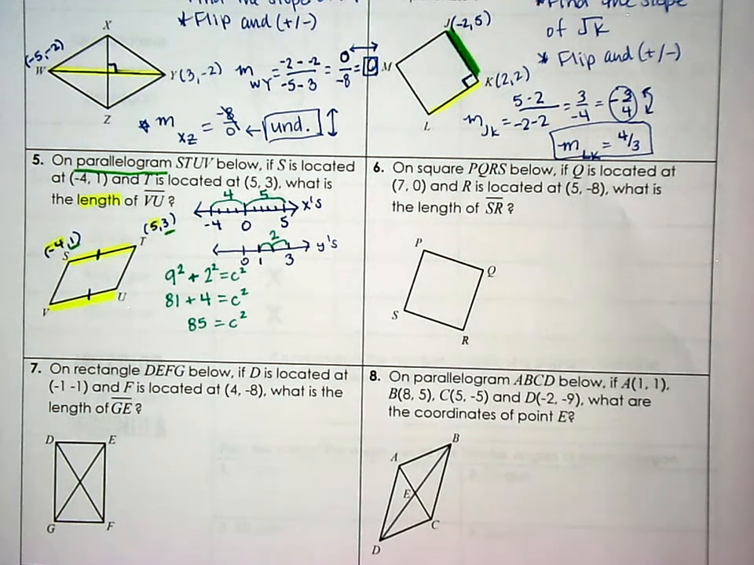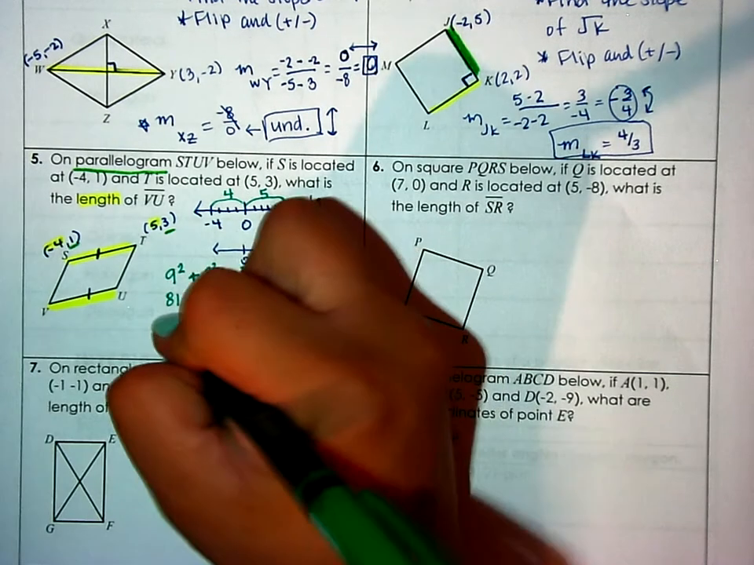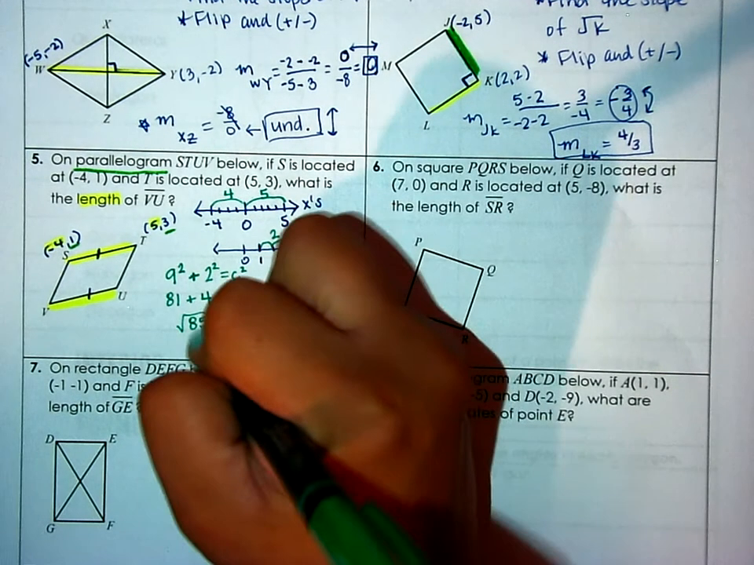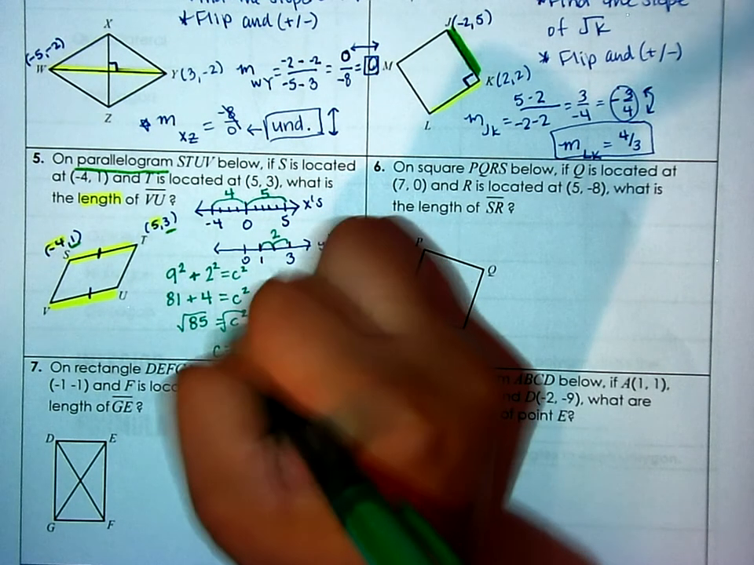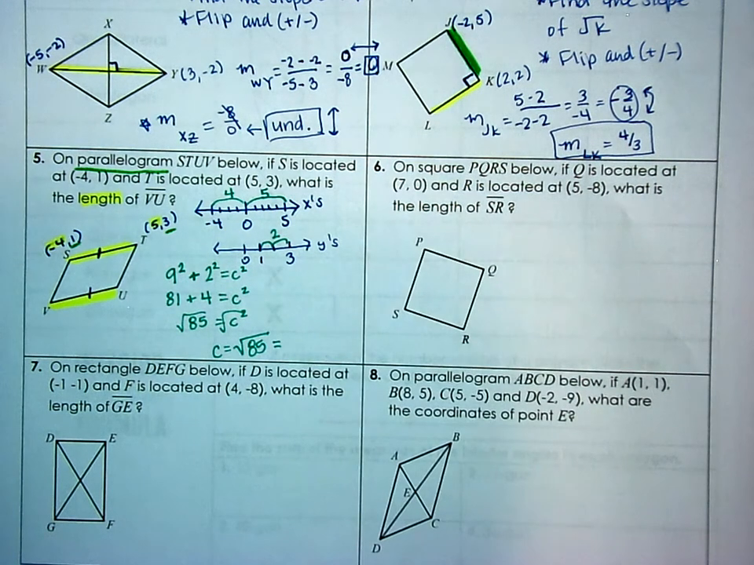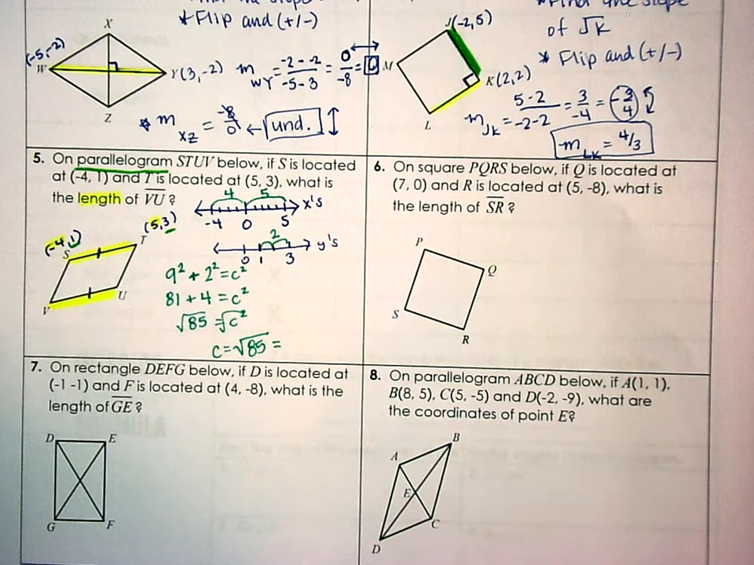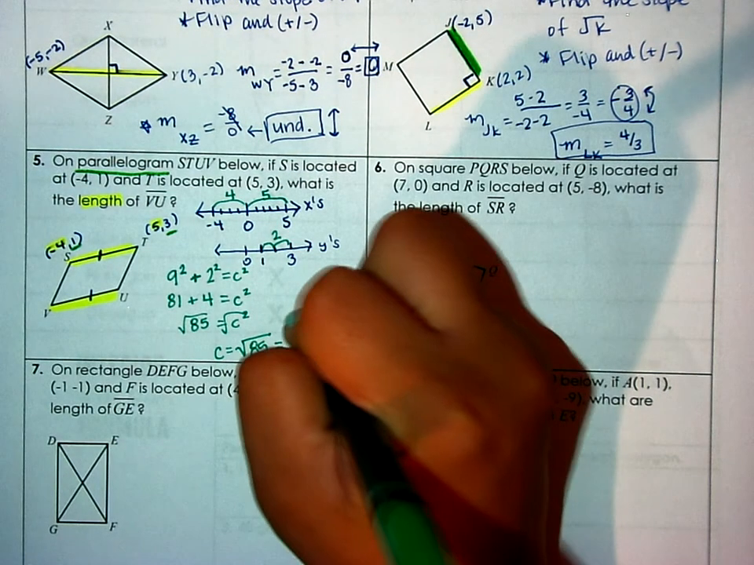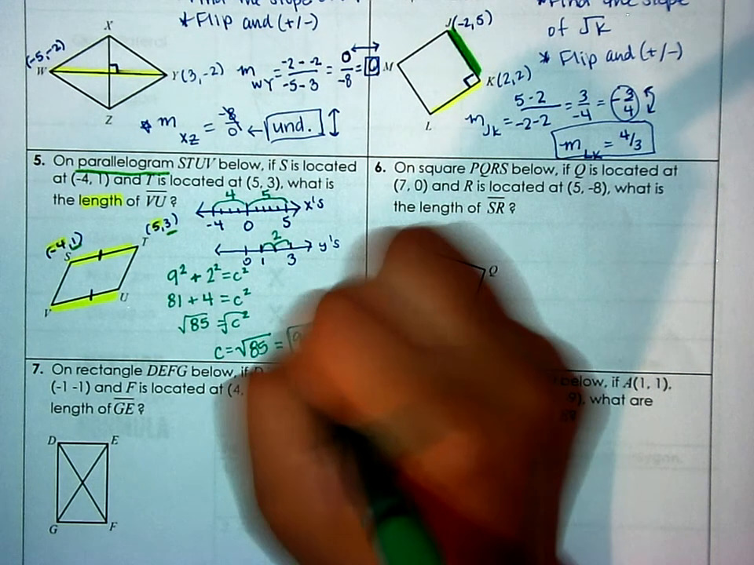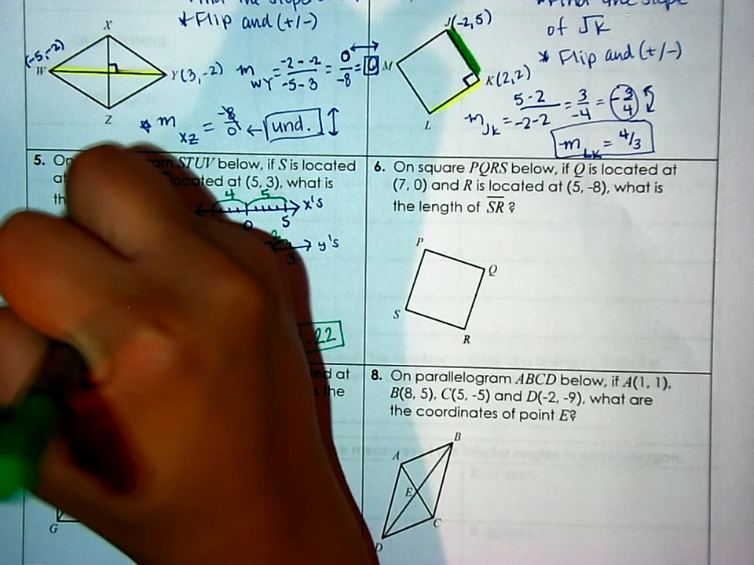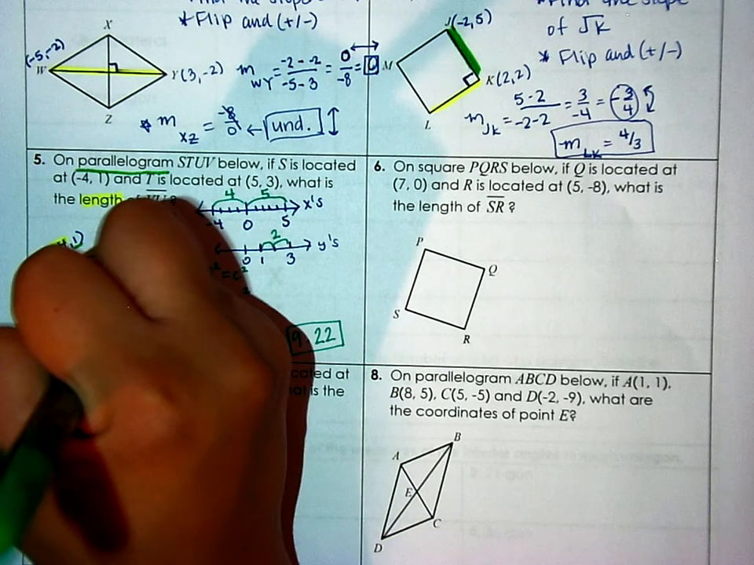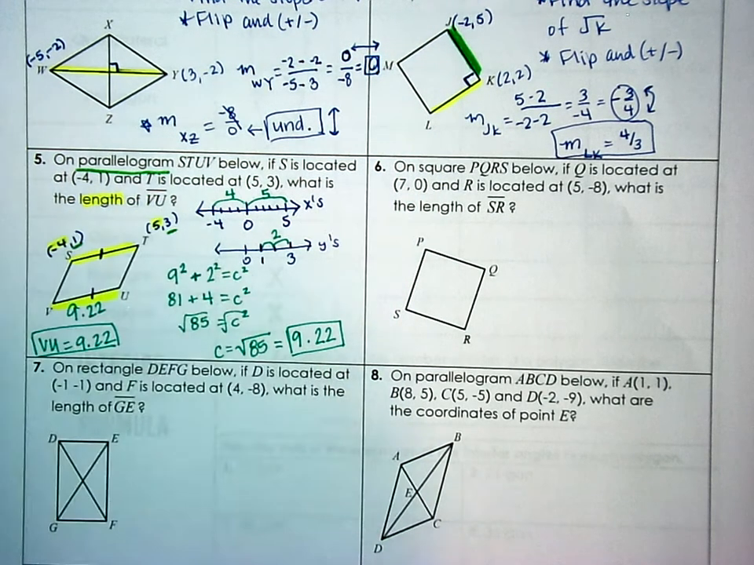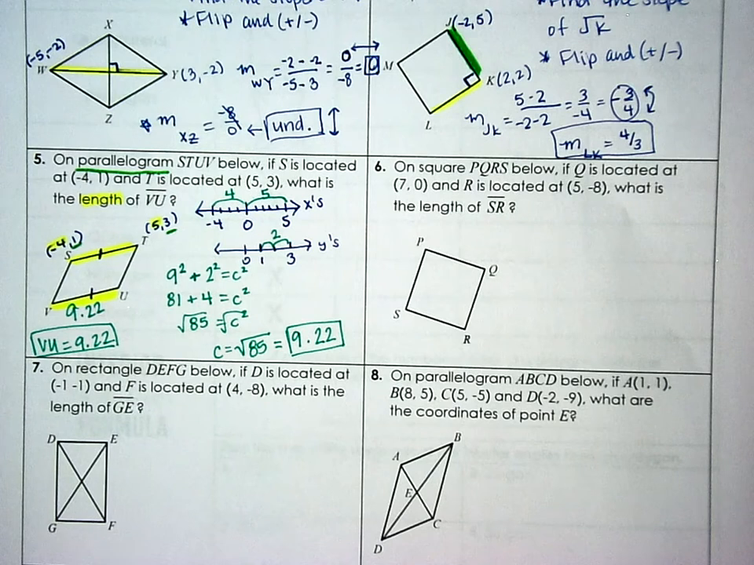Now, don't make the mistake of writing 85 as your answer. Remember, you're not done until you take it and do the square root. So, on this one, since we've been rounding up until this point, I don't want you to lose that practice. We're going to go ahead and round it to 2 decimal places. So, the answer is 9.22 if we round it to 2 places. So, that's your answer. VU is equal to 9.22. Okay, if you leave it the square root of 85, that's fine. So either one would be correct.